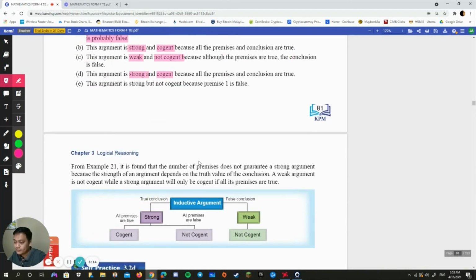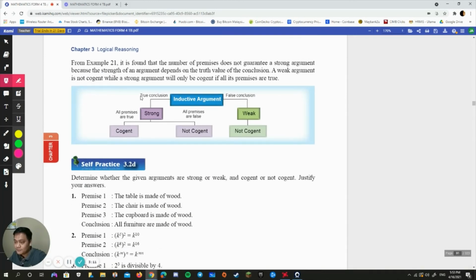From example 21, it is found that the number of premises does not guarantee a strong argument, because the strength of an argument depends on the truth value of the conclusion. A weak argument is not cogent, while a strong argument will only be cogent if all its premises are true.